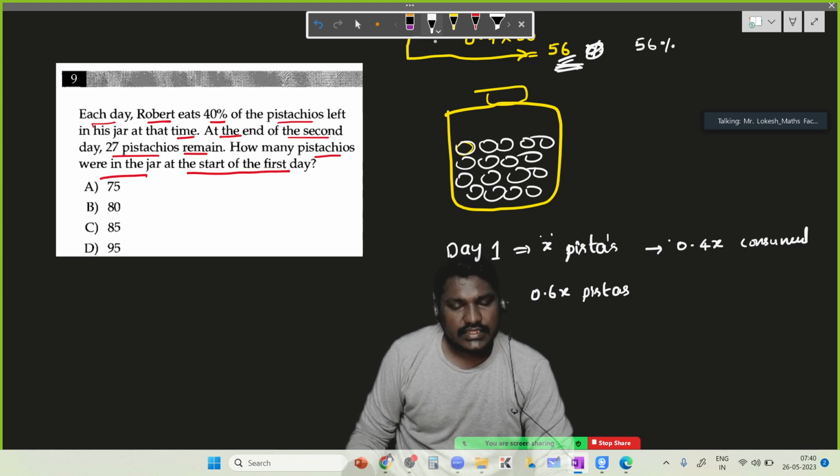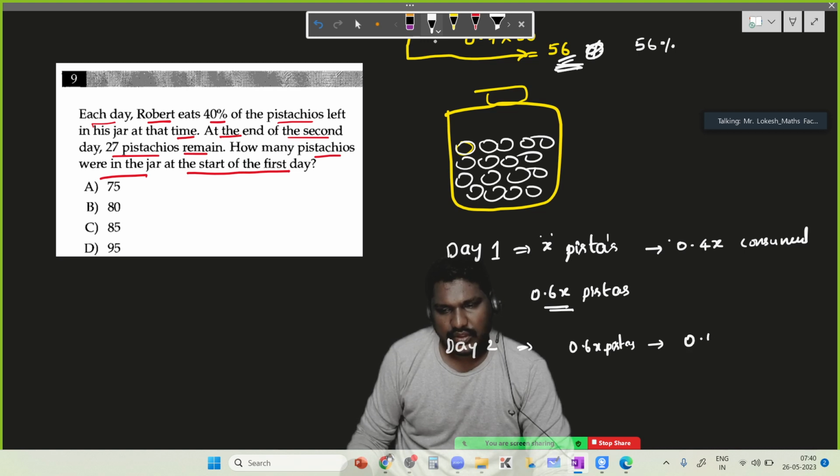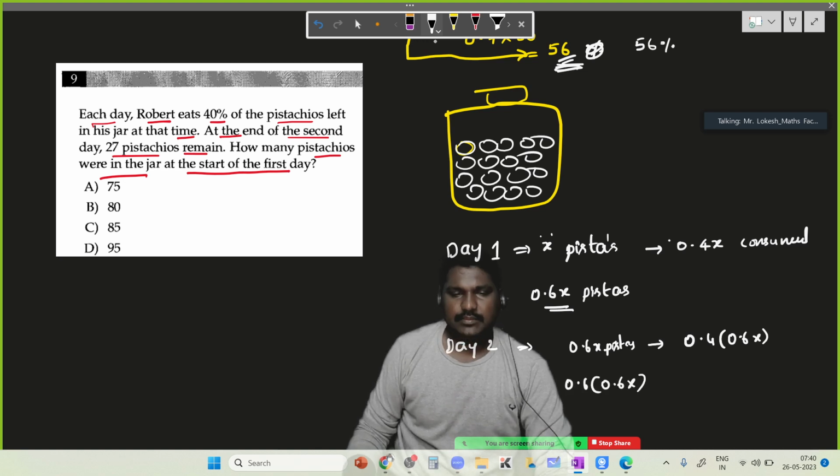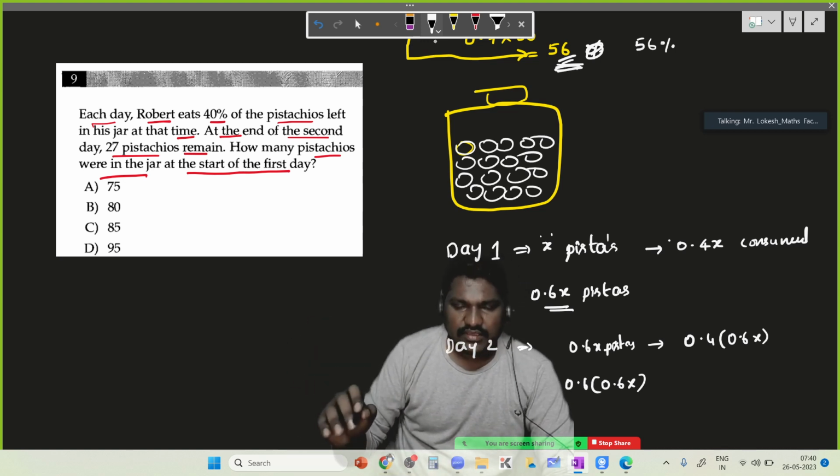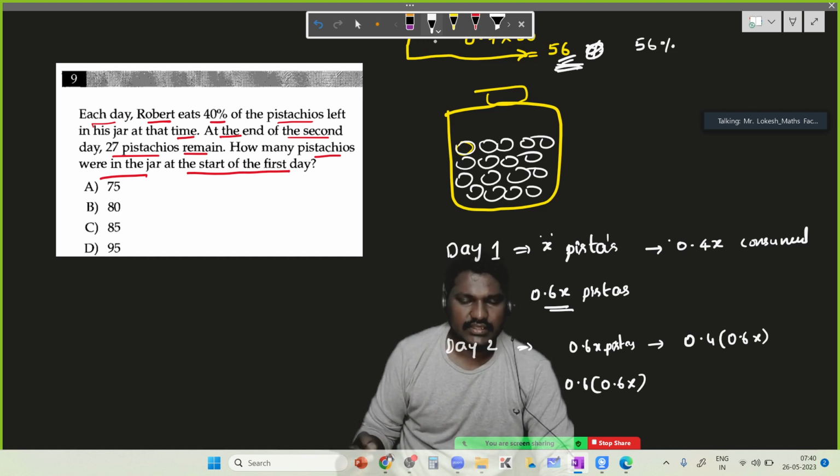Now the data is given at the end of the second day. So on the second day also we will do the same process. Out of this 60% of pistas, 0.6x, again he will consume 40%. So 0.4 of 0.6x is consumed, and we will be left with 0.6 of 0.6x. That means every day he consumes 40% and we are left with 60% of the remaining. So I think you got my point.